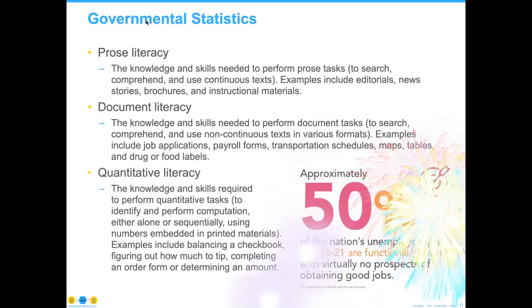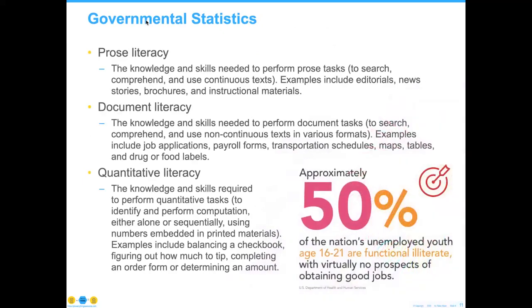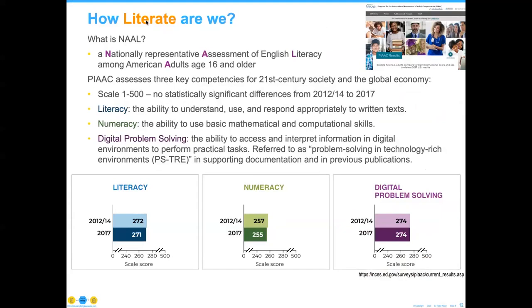When we measure that 50% of the nation's unemployed youth are functionally illiterate, they certainly are not data literate around that. The government actually does measure some of these stats in a way that is useful to us. They measure three different types of literacy: the ability to see, use and respond to written text; numeracy, the ability to use basic mathematical and computational skills; and digital problem solving, which will fall into our area very nicely. The problem with the data that I'm showing you here is it is statistically unchanged between the last time it was measured, 2017, and the prior time, which was for some reason labeled 2012-2014. I think they had a switch over at that point, if I recall.